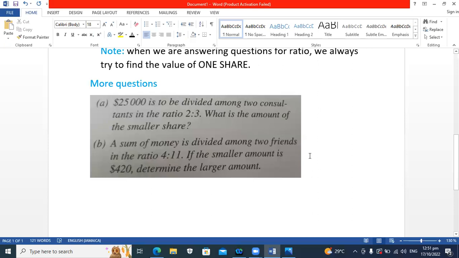So, you guys are ready now? Yes, sir. All right. So, A says that 25,000 is to be divided among two consultants in a ratio 2 to 3. What is the amount of the smaller share?